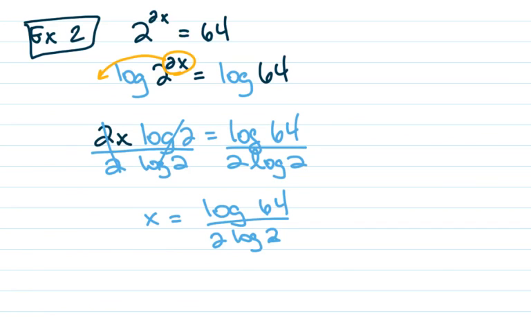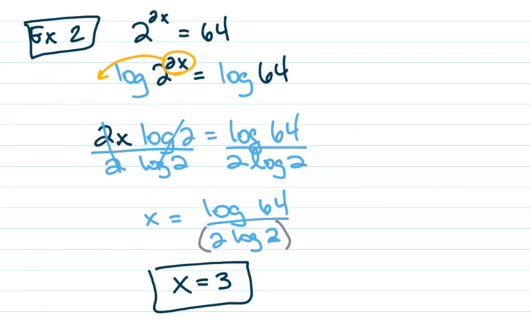I always say this. Sometimes if we plug all of this into our calculator, it might read this as log of 64 divided by 2, and then all of it times log 2. So I always make sure that when my denominator has more than one operation going on, I throw some parentheses around it, right? And then if I plug this into my calculator, I'm going to get x equals 3.